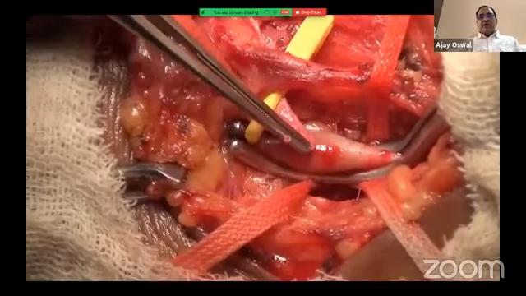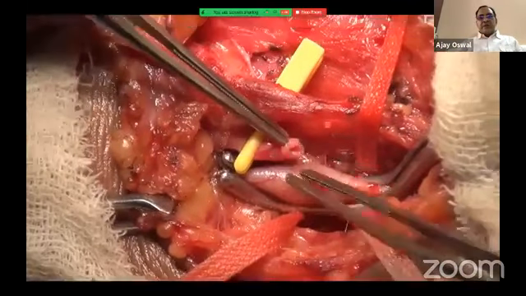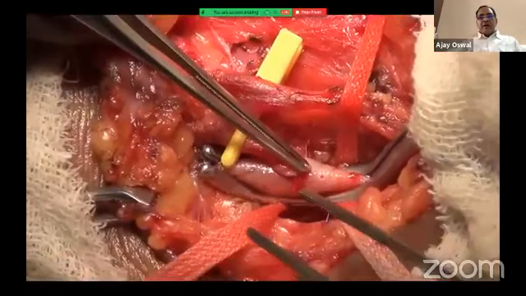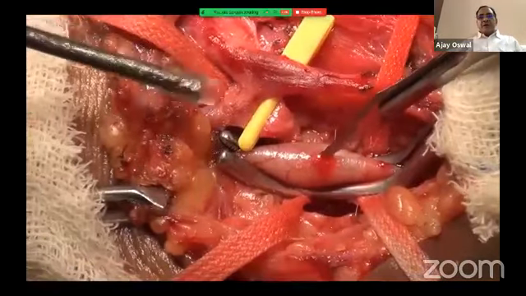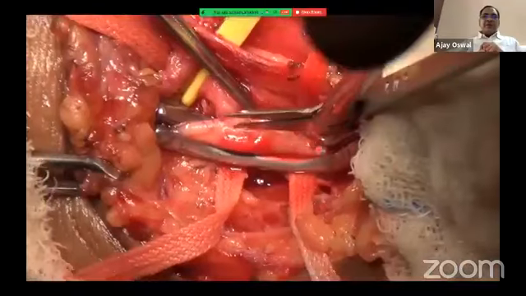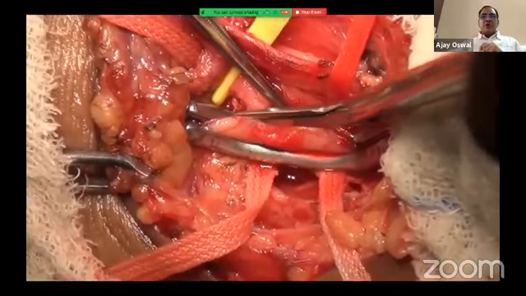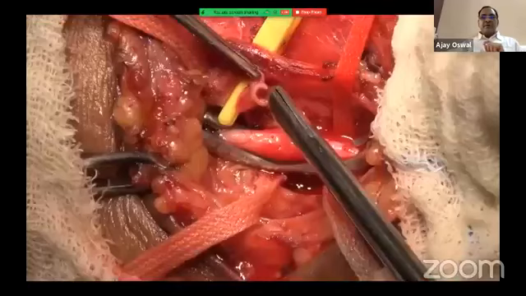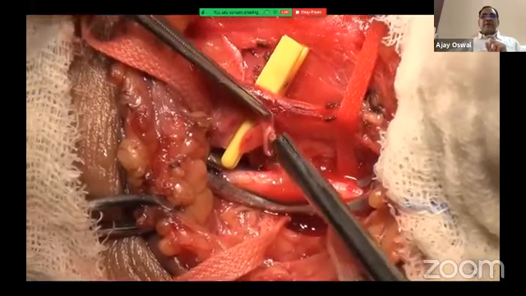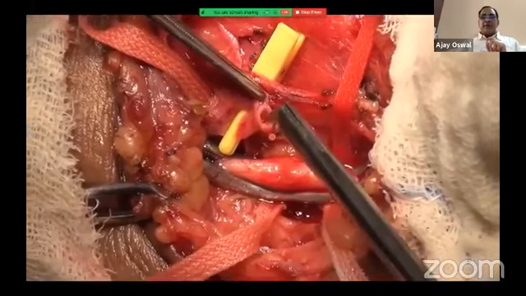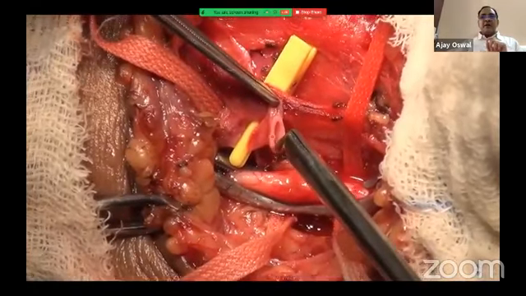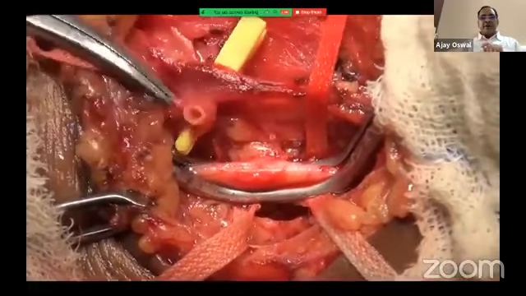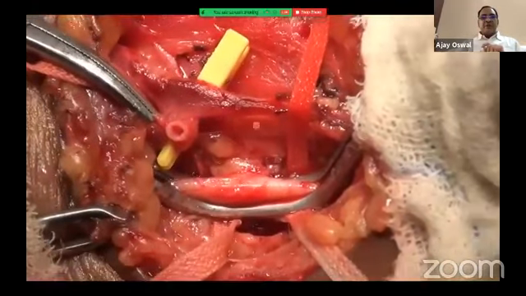This is how the vein wants to lie. So we will spatulate the vein at 6 o'clock position, and we will open the artery at 12 o'clock position. Mind you, the length of incision of brachial artery should not be more than 75% of its diameter. So this perforator vein has been spatulated.